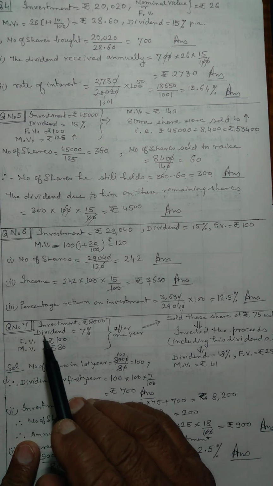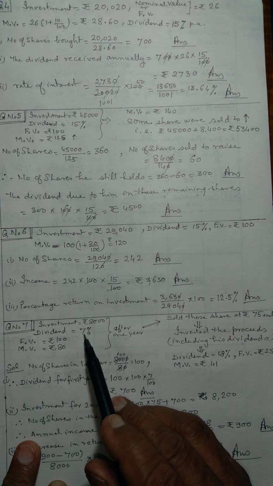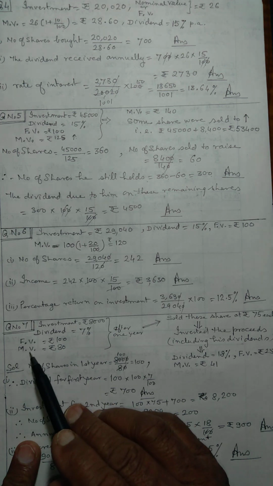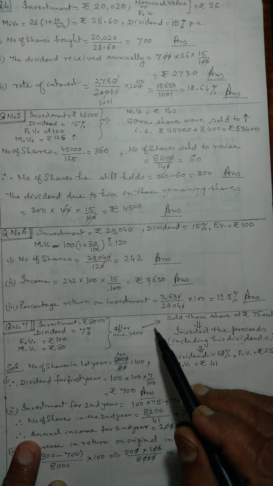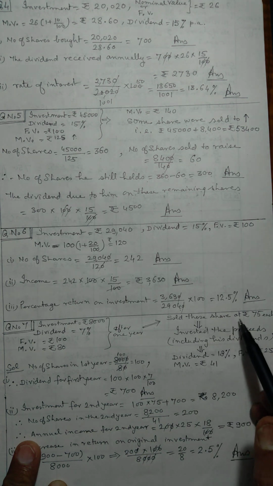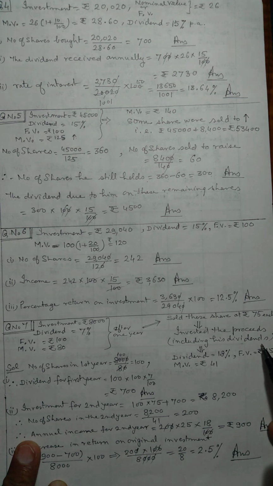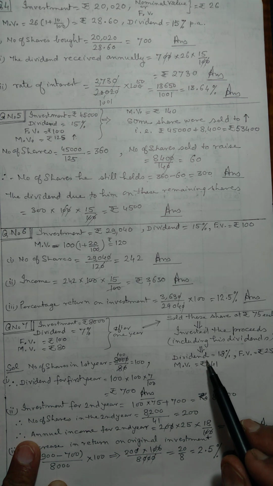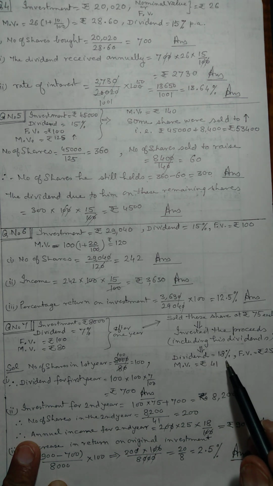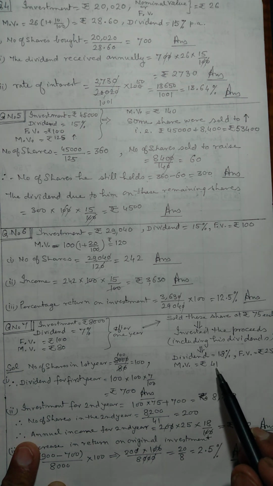Now question number 7. Investment is 8,000, dividend is 7%, face value is 100, market value is 80. After 1 year, the individual sold these shares at rupees 75 each. So they invested the proceeds like this, including his dividends. Now the dividend is 18%, face value is 25, market value is rupees 41.